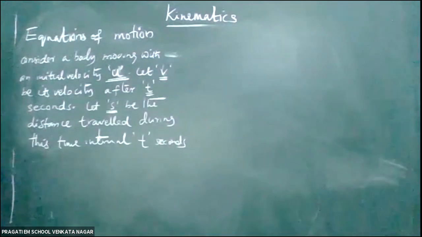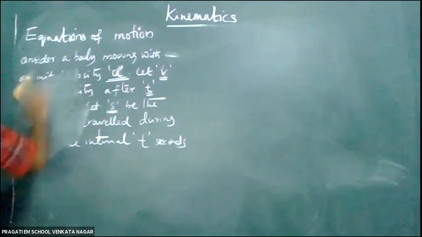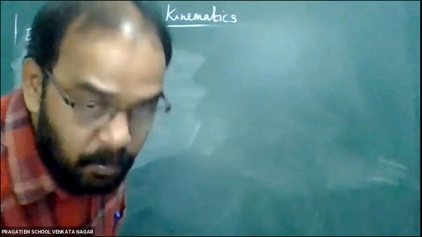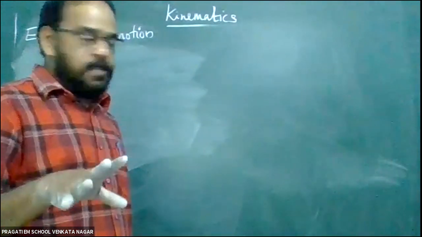Okay, then let us go to the first equation. This is common for all the derivations, all the three. Otherwise, if you are not writing it paragraph-wise, you can even write what is u, what is v, what is t, what is s. Don't derive the equation without specifying the letters.